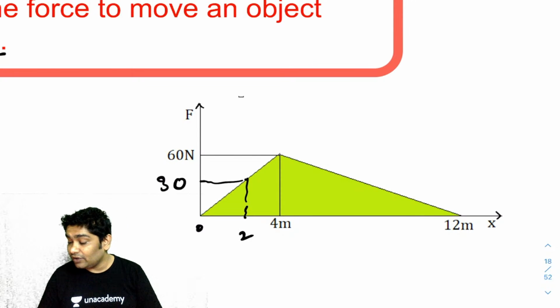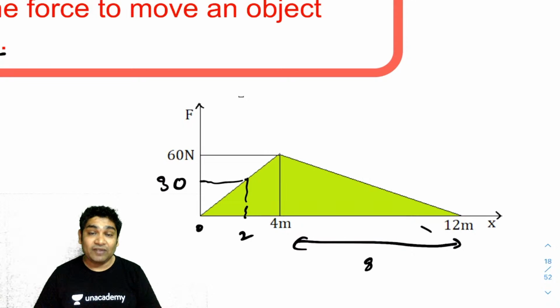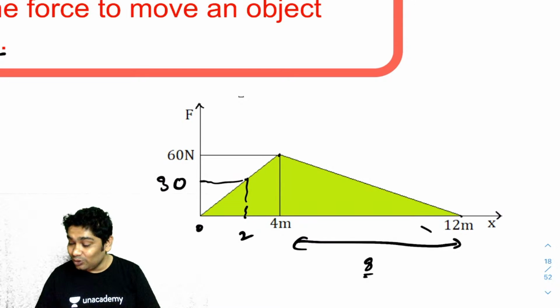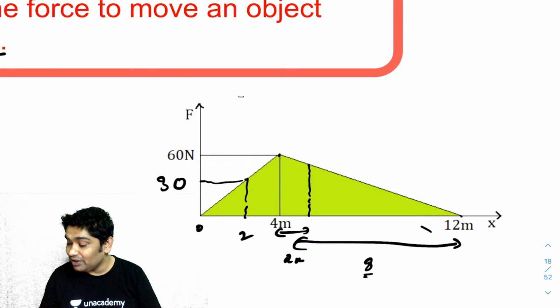Then if you notice, in 8 units, it goes from 60 to 0. So in 2 units, the change would be 1/4. I hope you realize that. So in a distance of 8, the graph drops by 60 newtons. So in two units, the graph would have gone down by 15, one-fourth of 60. So what will this point be? This point would have been 45.